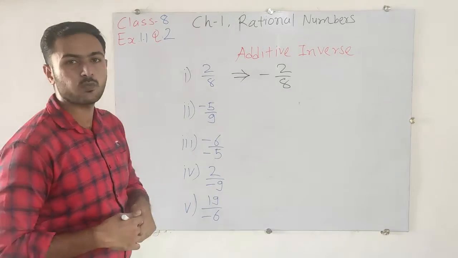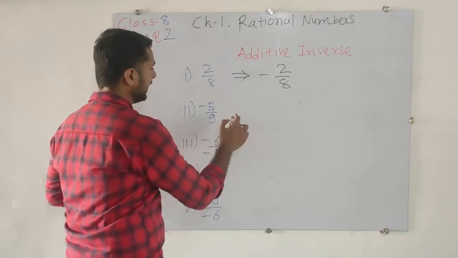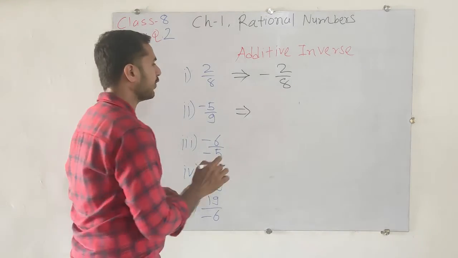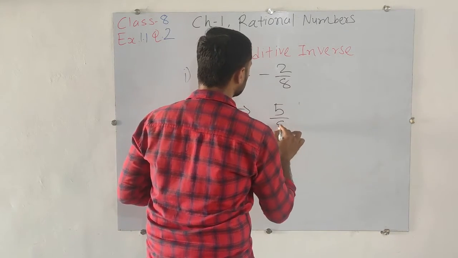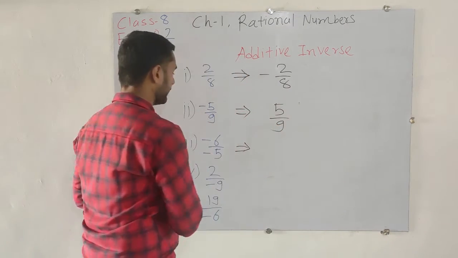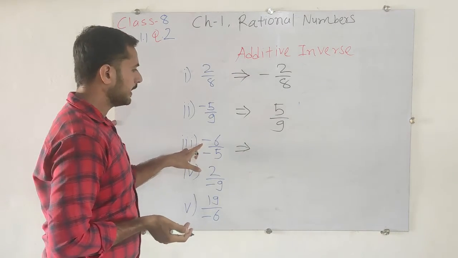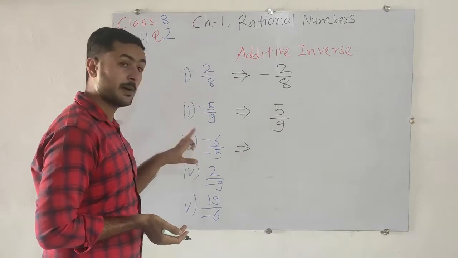Now, second, that is minus 5 by 9. So again, I just need to convert the sign. Here it is minus 5 by 9, so I will write plus 5 by 9. That is the additive inverse. Then next, that is minus 6 by 5. Minus 6 upon minus 5.